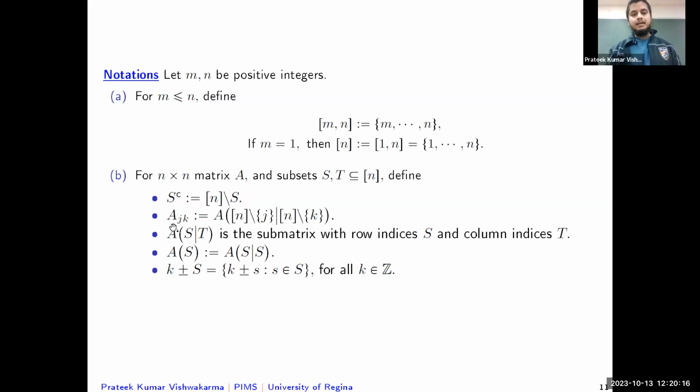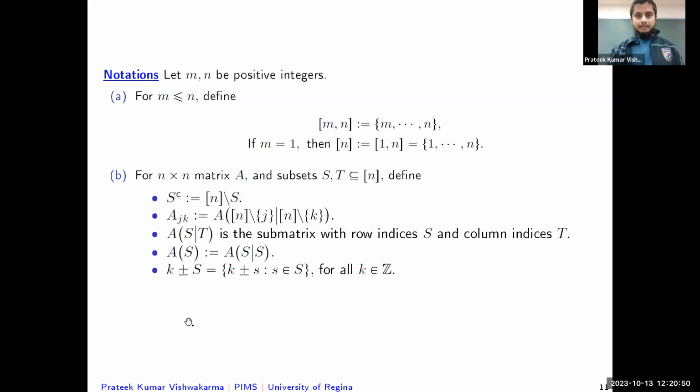of S. We will use A subscript jk to denote the submatrix in which the jth row and kth column are absent. We use A_ST like this to denote the submatrix with row indices S and column indices T. We use A_S to denote the principal submatrix corresponding to row S and column S. And we use k plus or minus S to denote the translation of set S according to the sign and the translation factor.